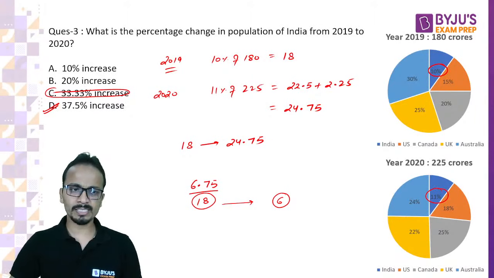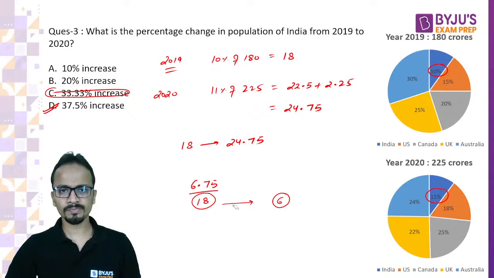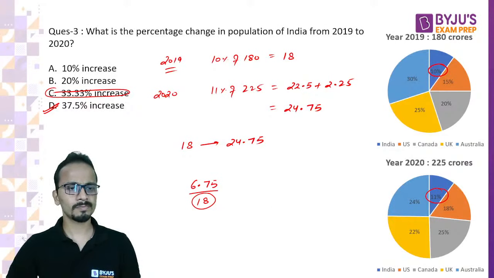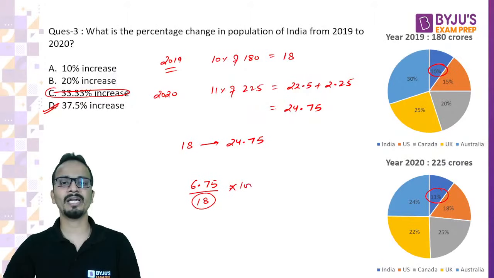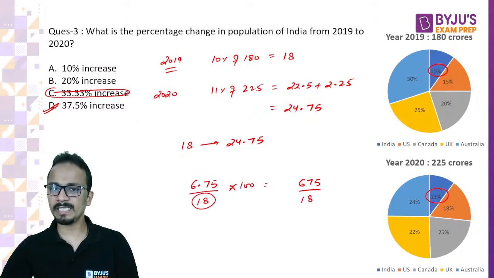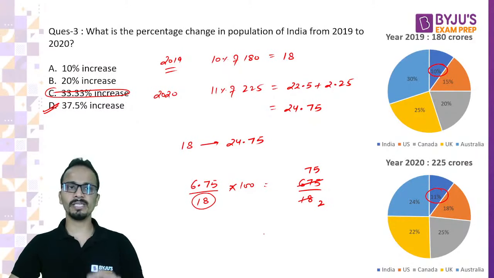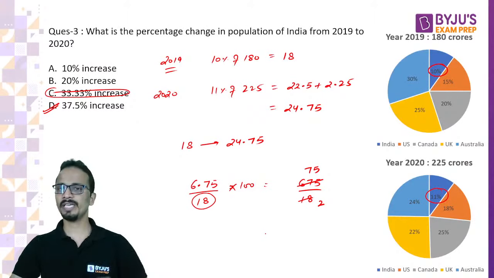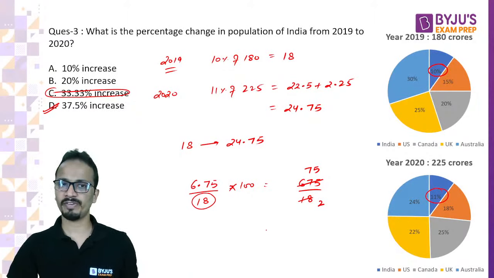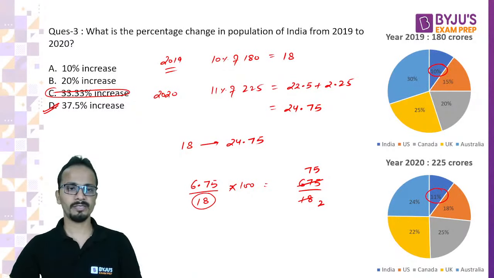Now let's do the calculations also. If I want to do this calculation, I can write it, multiply by 100, so that is 675 divided by 18. I'll cancel out 9. So the denominator will become 2 and the numerator will become 75. 75 divided by 2 is 37.5. So yes, our answer is 37.5. This was one method.